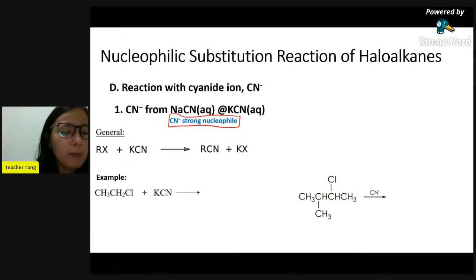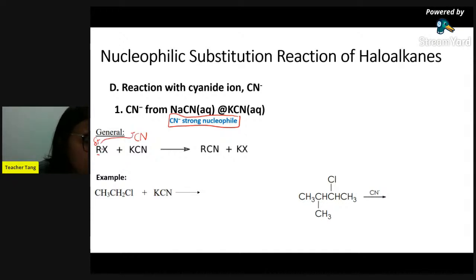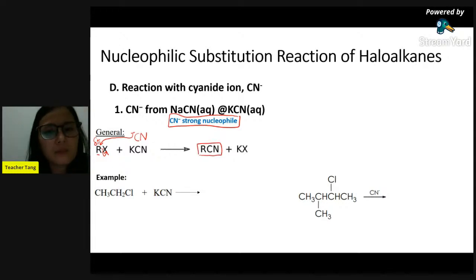So in your example, in your potassium cyanide, where is the nucleophile? It is the cyanide ion. The negative charge is actually on the carbon. And this carbon that is bonded to the halogen is partially positively charged. Therefore, it will be attacked by the cyanide ion, kicking out the halogen. So you get your compound.